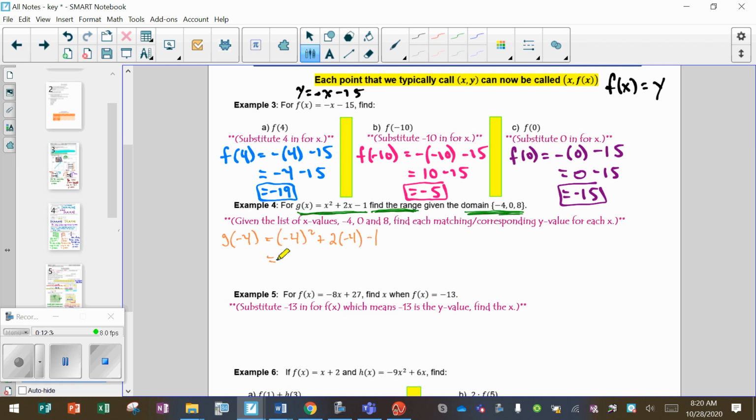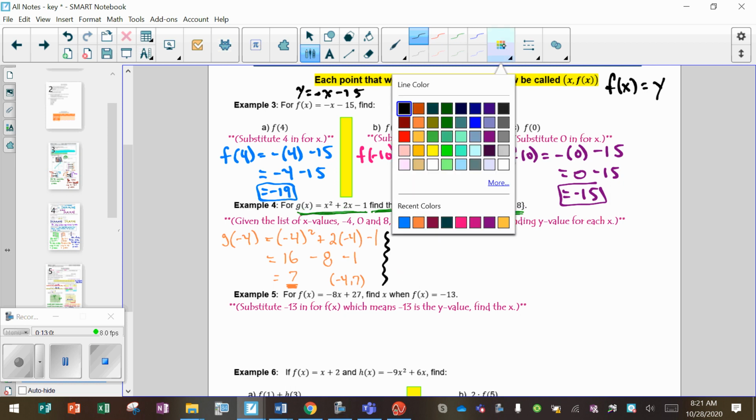If you want to do it step by step, negative 4 squared means negative 4 times negative 4. That's positive 16. 2 times negative 4 is negative 8. And then we have a minus 1 there. And then 16 minus 8 minus 1 more is 7. So that is the first element or first number in our range. That's the first Y value that we get when we plug in our first X value. So that would make the coordinate point negative 4, 7. The X value was negative 4. We plugged it in, got a Y value of 7.